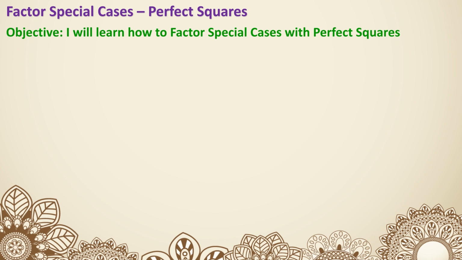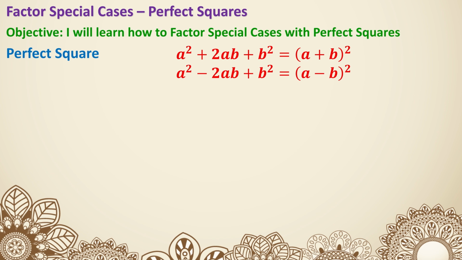In the previous lesson, we have learned about factoring special cases. In this lesson, we're going to continue to learn more about that, but let's quickly look back on what we learned in the previous lesson, which is about perfect squares. Here they are. We can have a squared and b squared. In the middle, we either have a 2ab being positive or a 2ab being negative. That would change the sign inside the parentheses, but that's a perfect square trinomial being factored.